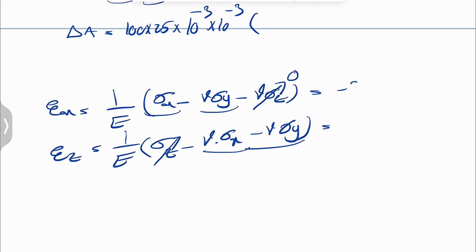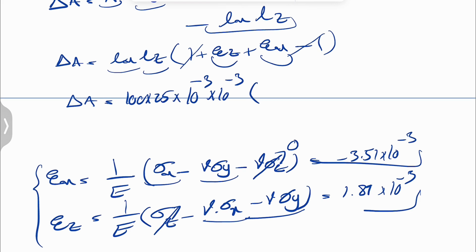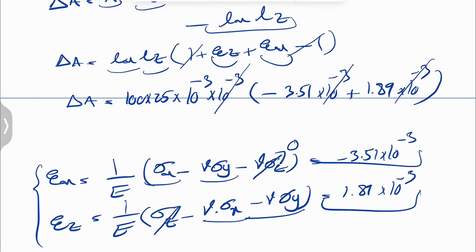So epsilon x would be negative 3.51 times 10 to the negative 3. And epsilon z would be 1.89 times 10 to the minus 3. All right, so now we have to just put these two values in here. And if we do that, we're going to get negative 3.51 times 10 to the minus 3 plus 1.89. And actually, we can factor one of these.